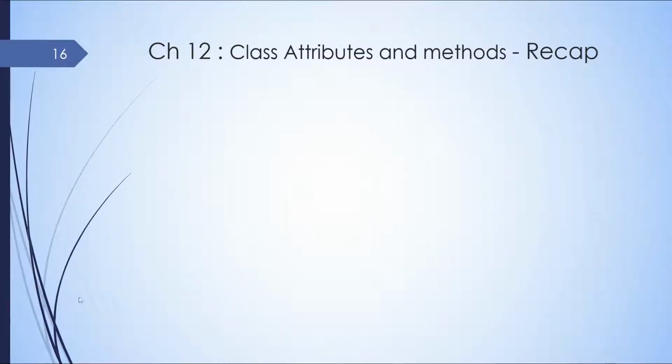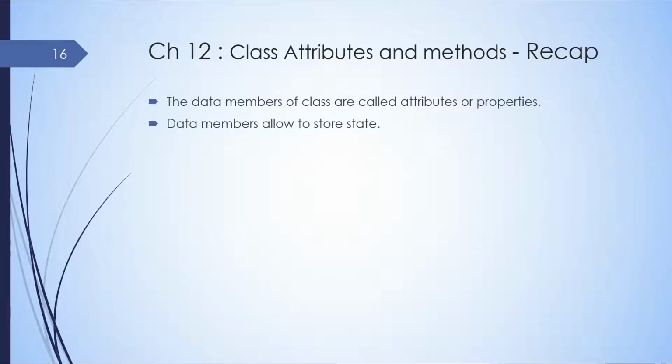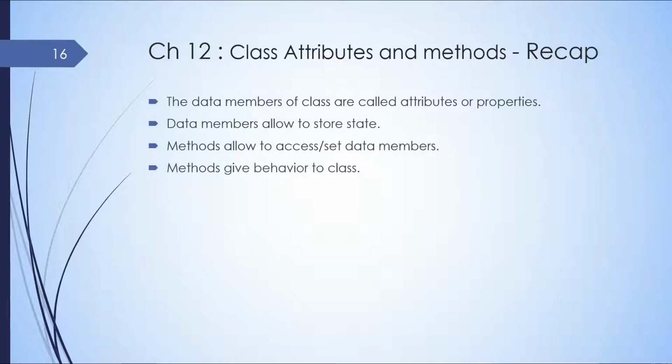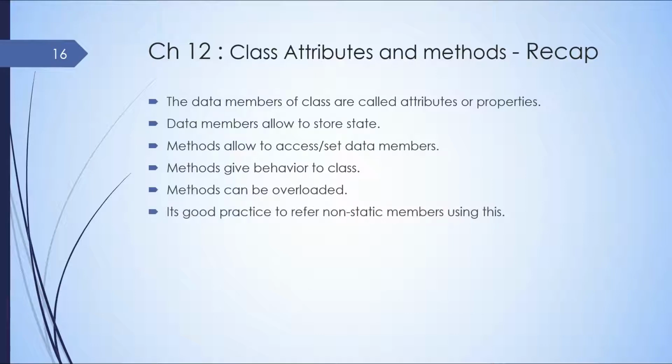Let's do a quick recap of class attributes and methods. The data members of a class are called attributes or properties. Data members allow us to store the state. Methods allow us to access or set data members. Methods also give behavior to the class. Methods can be overloaded. It's a good practice to refer to non-static members using the this keyword. It's a good practice to refer to static members using the class name.